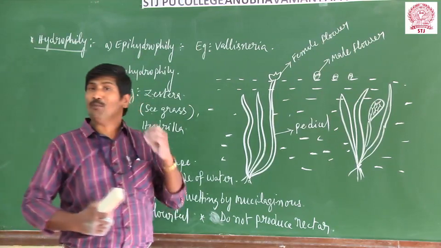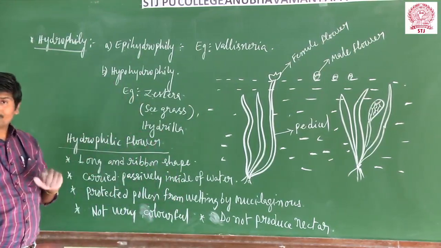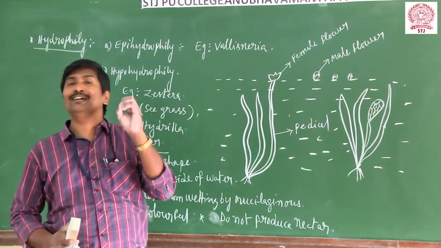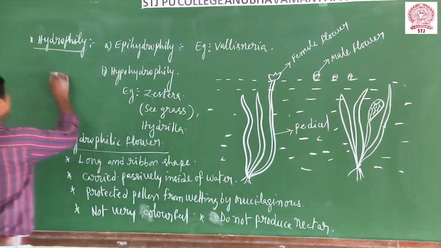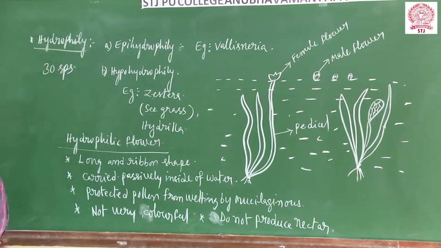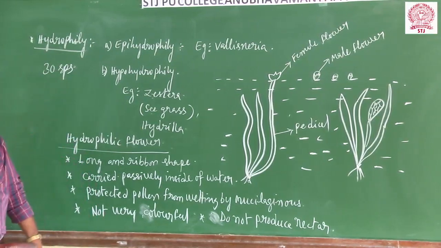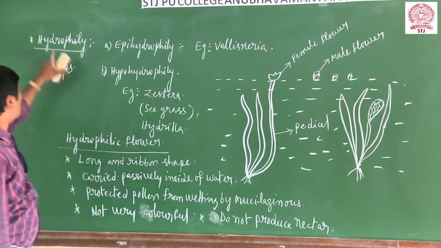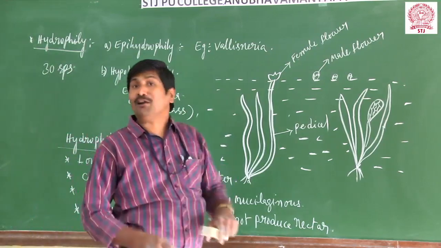Next, go for the biotic agents. One more important point is that hydrophilic pollination takes place only in limited species. The limited species means only about 30 species. The hydrophilic pollination takes place in only 30 species of the flowering plants. The best example, monocotyledons. So this is the information about the hydrophily. Next, go for the biotic agents.